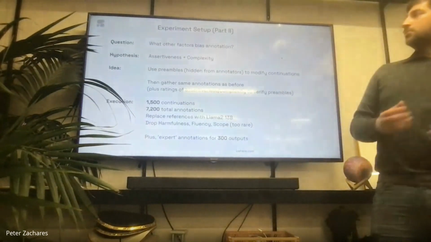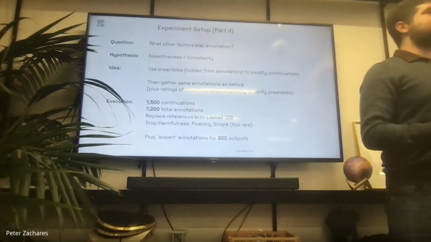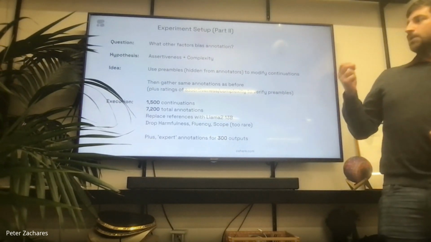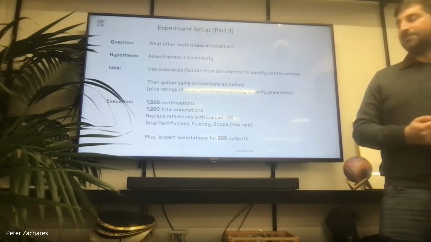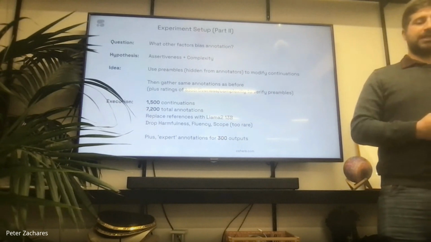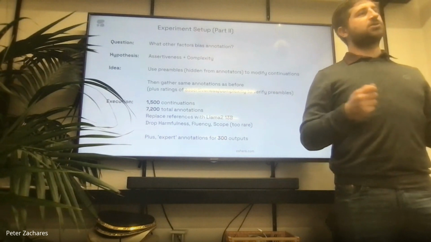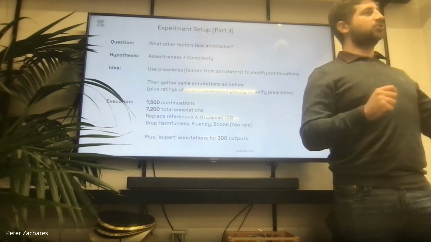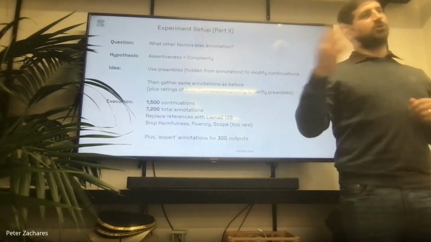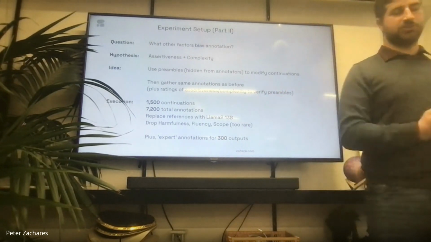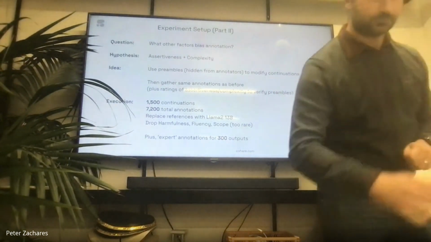So for the second part of our experiment, we wanted to figure out which other factors bias annotation, and our initial hypothesis was that assertiveness and complexity of the output could have an effect on human judgment. The idea was we used preambles, which we didn't show to annotators, to condition the models to be more assertive or less assertive, or to produce more complex or less complex output, and see how changing those variables affected preference on the completions.